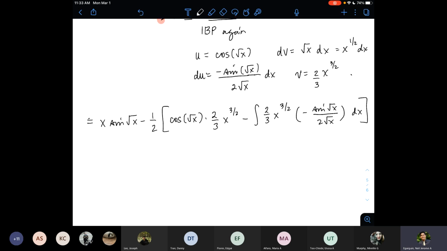Okay, I hope you guys are following. I know this is now getting complicated. All right, so let's simplify this. I'll have x sine root x, and then I'll have minus 1/3 x to the 3/2 cosine root x plus 1/3, or there it should be a minus. Why? Because I have a minus here. I'll take that out with a minus there. So that's going to be positive, but there's a minus there. So it will be a negative again.